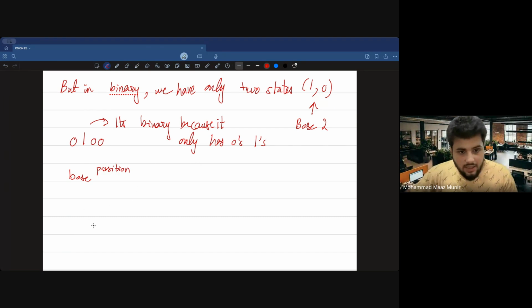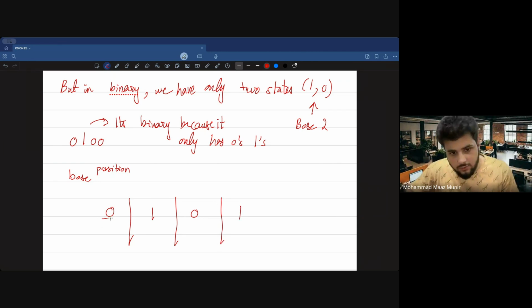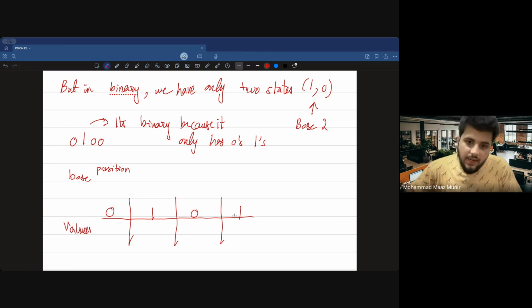So if I make a table like this, 0, then 1, then 0, then 1, I have to write the values beneath this. How am I going to find out the value for the first one? Let's assume this is the one. I told you we move from right to left, at least in this chapter. This is our element number 0. This is 0, this is your first element, this is your second element, and this is your third element, right?